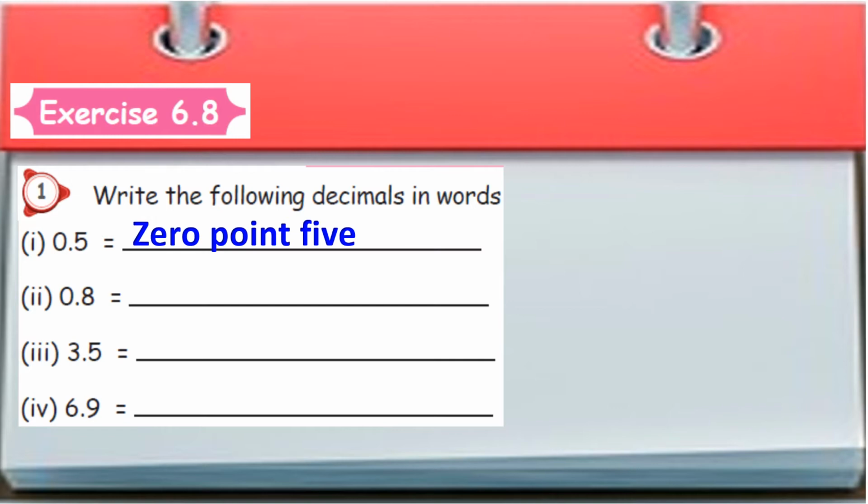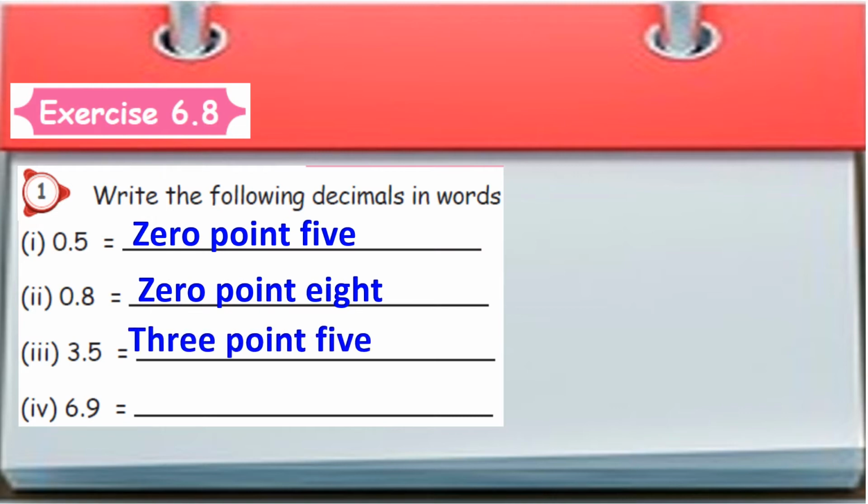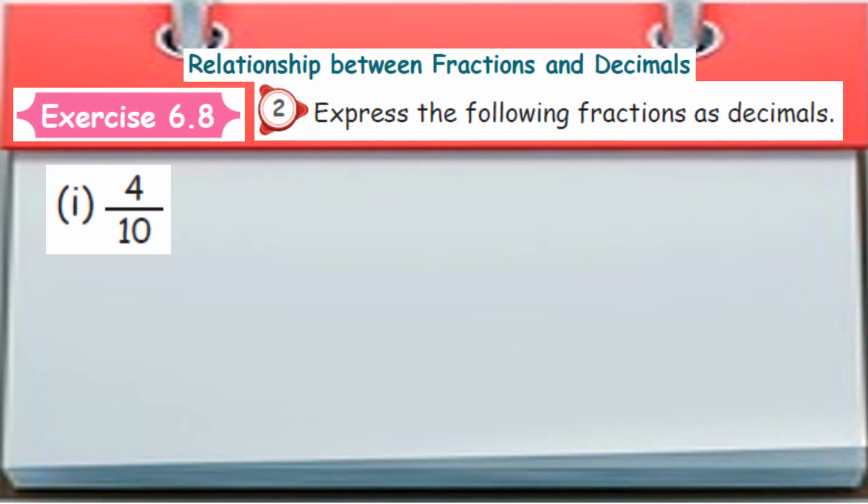Next one, 0.8. Yes. Then third one, 3.5. Write the spelling for all. And 6.9. Yeah. Like this you have to fill in your book. So relationship between fraction and decimal. Second sum, express the following fraction as a decimal.